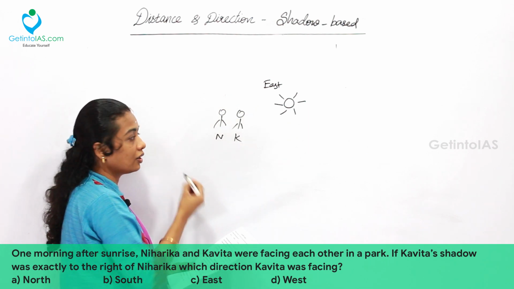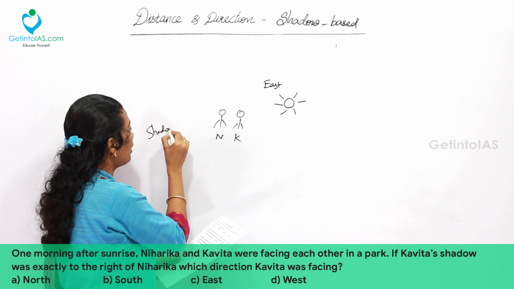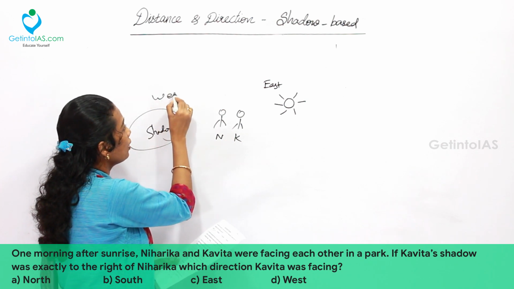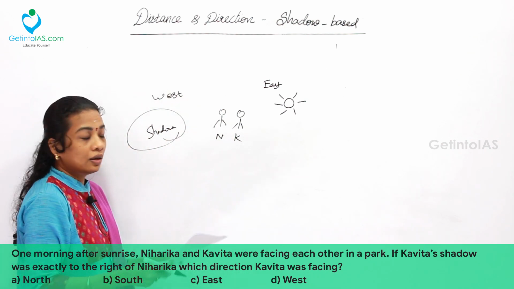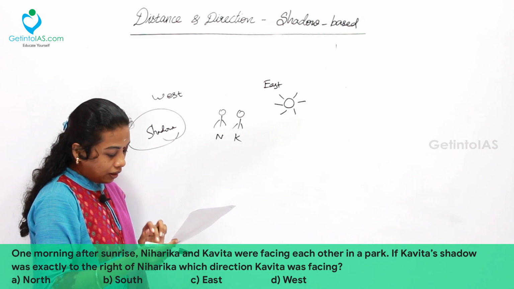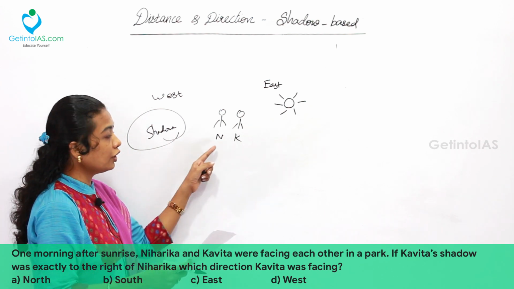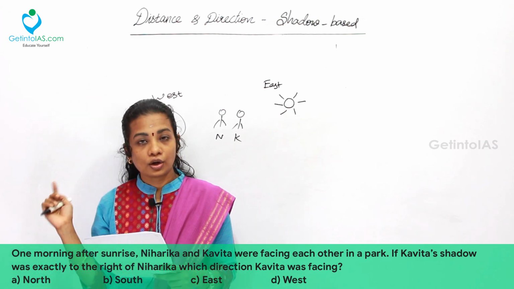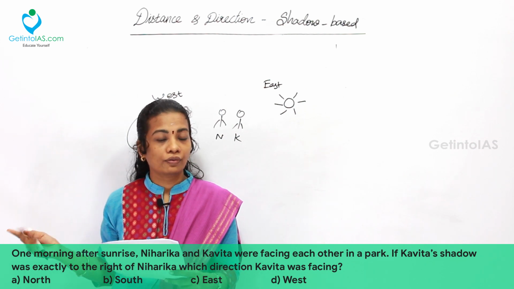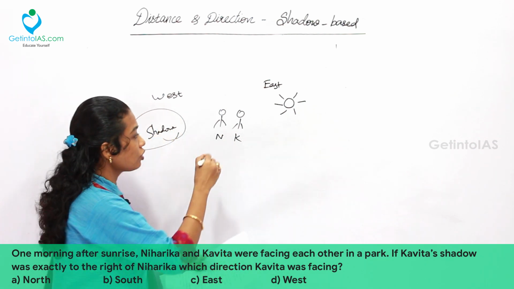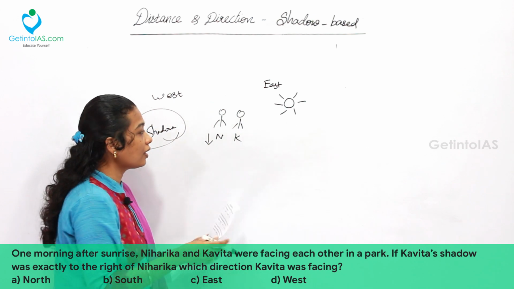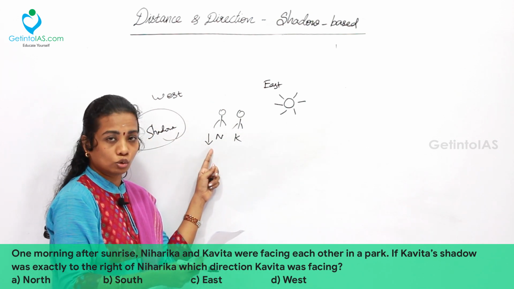This is Niharika and this is Kavita. N and K I am writing here. Their shadows will be here. Shadows will be on the west always. This shadow is right to whom? Right to Niharika. So the shadow is on the right side in the morning time. So we can say Niharika's facing direction is south.